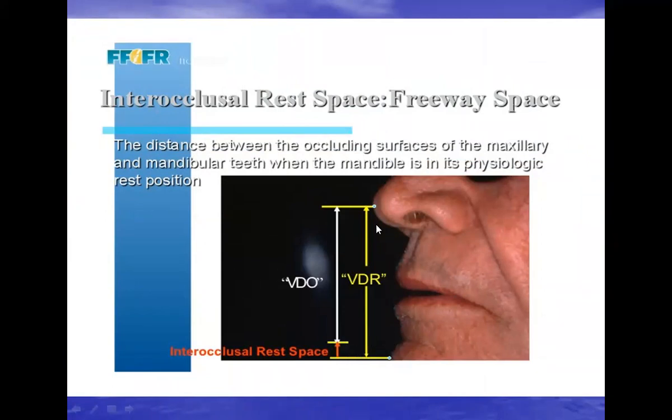For example, if the vertical dimension of rest is 70, then 66 is your vertical dimension of occlusion. Means you minus 2 to 4 millimeter, and this white line is your vertical dimension of occlusion, 2 to 4 millimeter lesser than the vertical dimension of rest. This 2 to 4 millimeter gap is your interocclusal rest space, or freeway space. As I told you, when your muscles contract, they need a space where they can regain their energy, and that is always the vertical dimension of rest.